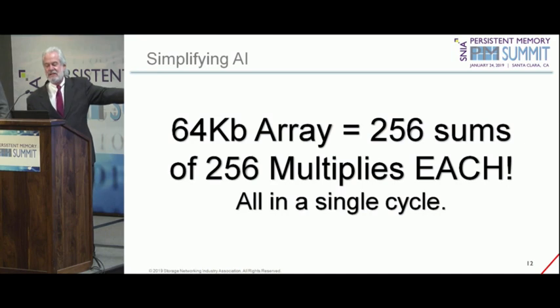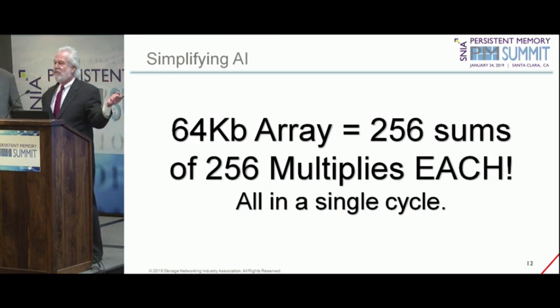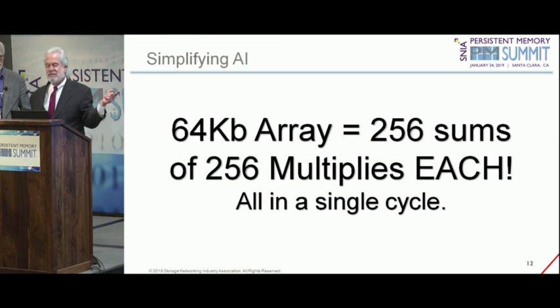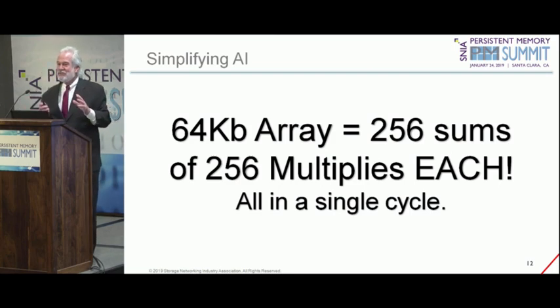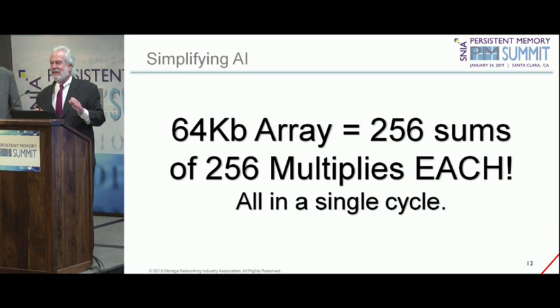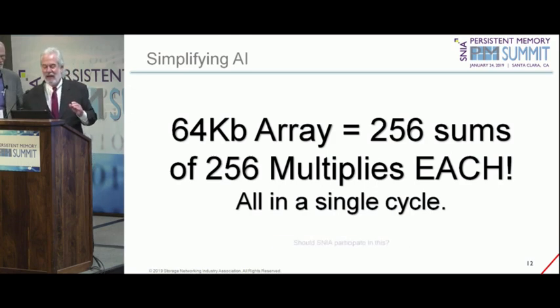So with a 64 kilobit array, you get 256 sums of 256 multiplies each in a single cycle. Now this cycle is going to be really slow. It might be 1 microsecond, it might be 10 microseconds, but how long does it take a high-performance processor to do 256 sums of 256 multiplies? And it's a big chip. That's what's attractive about this: you can do all of this at the same time.